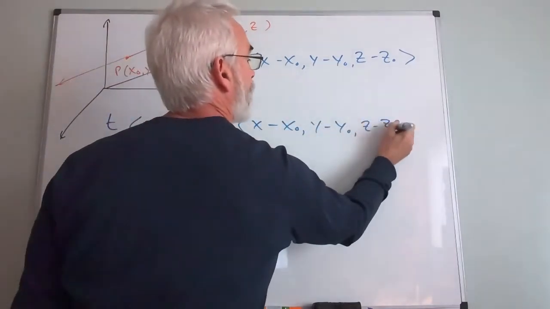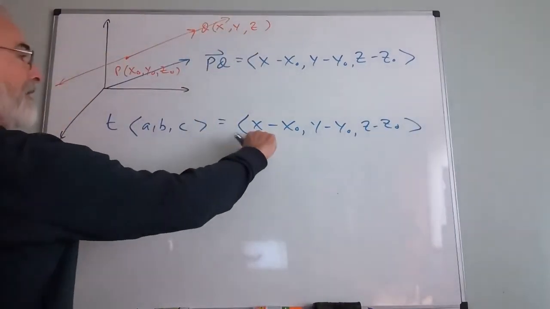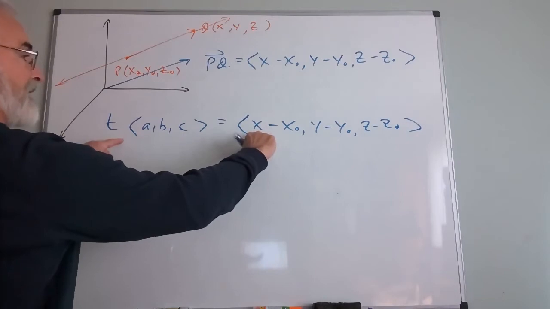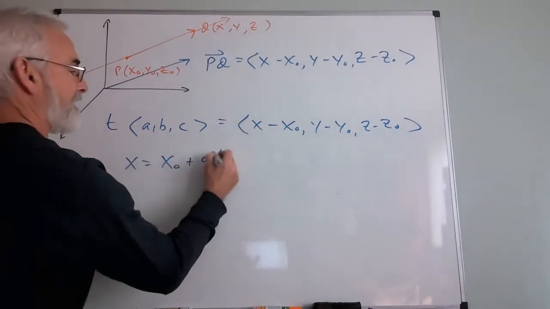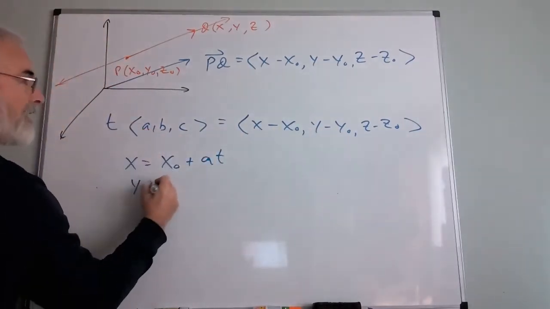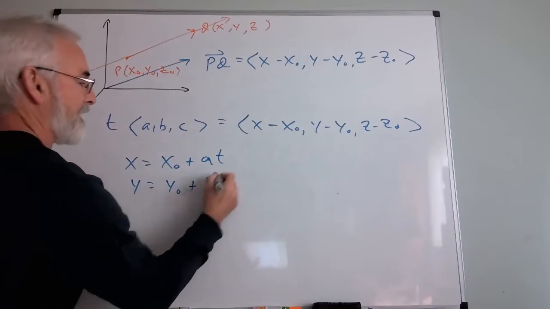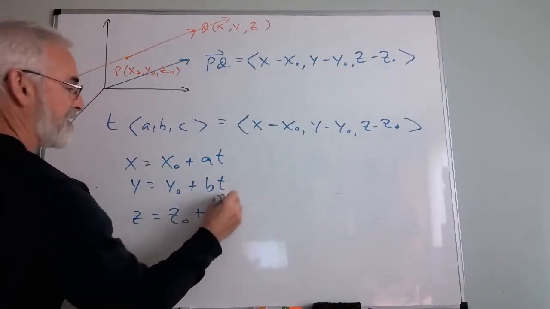Again, I want this to mirror what we did in 2 dimensions. So then equating things, I'd have x minus x naught equals a times t. So x equals x naught plus at. y minus y naught equals bt. So y equals y naught plus bt. And then z equals z naught plus ct.